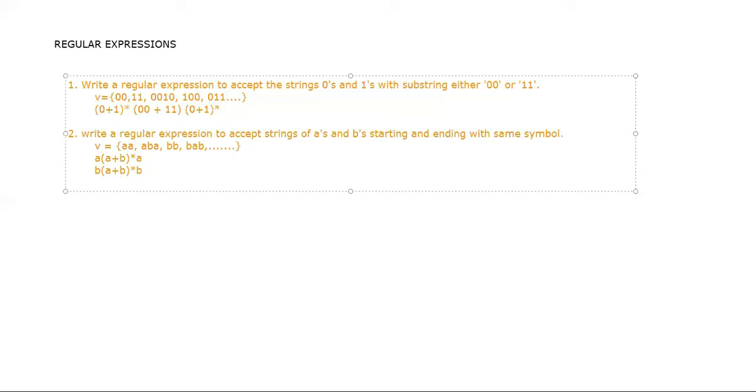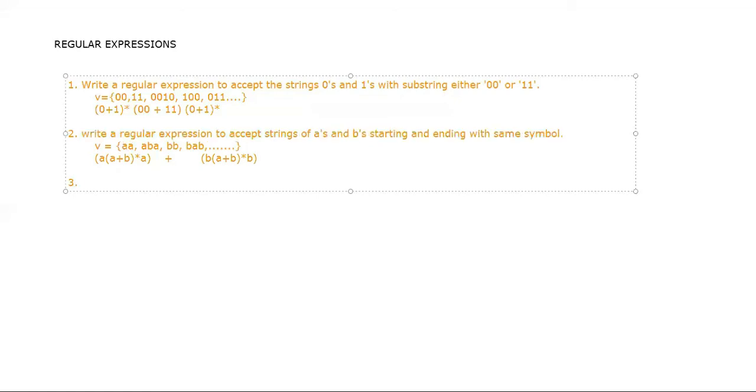But remember, since sigma is A and B, we have to combine these two. How do I combine? We just write it with an or, and you can easily understand the usage of parentheses now. Check now: A followed by A plus B whole star followed by A, plus B followed by A plus B whole star followed by B. If the string starts with A, it ends with A, and if the string starts with B, it ends with B.